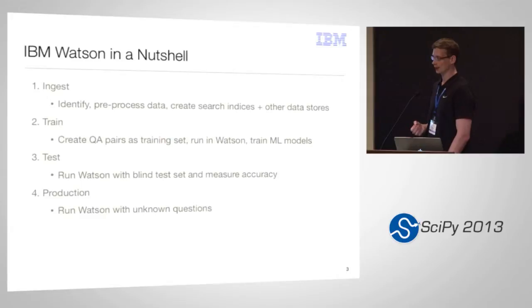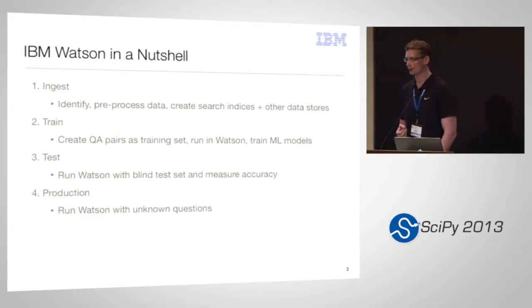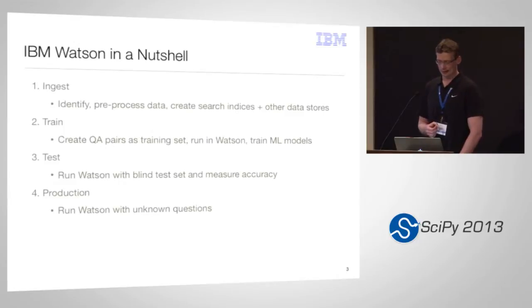You create search indices, like Watson is using under the cover the open source full-text search engine Lucene. And you're trying to identify candidate answers by using full-text search. You're also creating other relational and non-relational data stores that allow the system at runtime to quickly access relevant content.